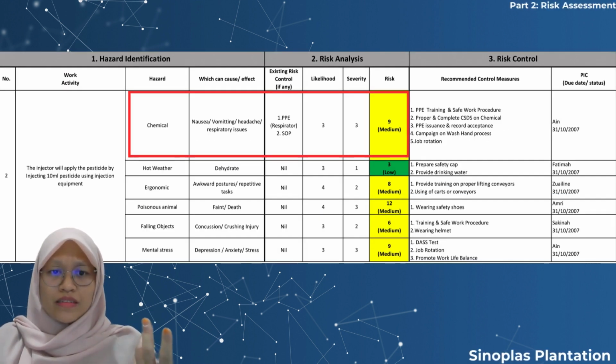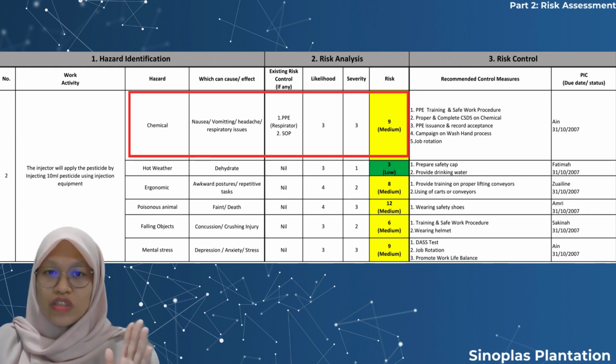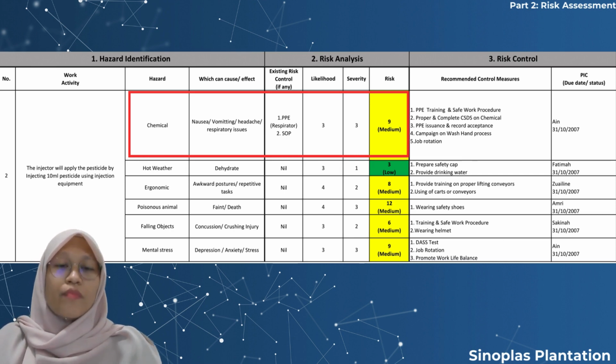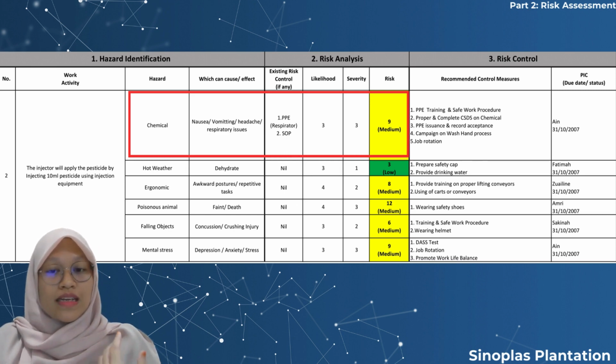What about the injector? The existing controls provided by the management are a respirator and also an SOP for the trunk injection. However, there is no training on the respirator and no induction given by the company to those contract workers. The likelihood is 3 times 3 for severity equals 9, which indicates minimum risk for the injector.